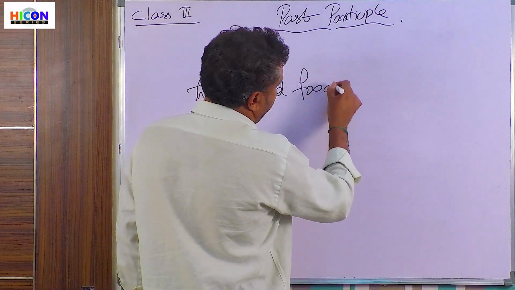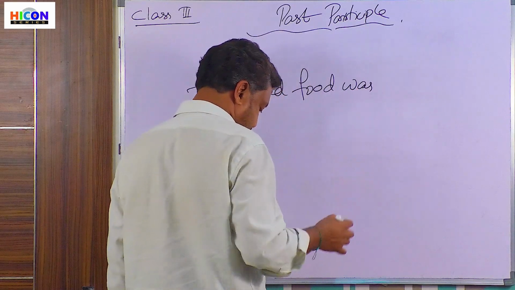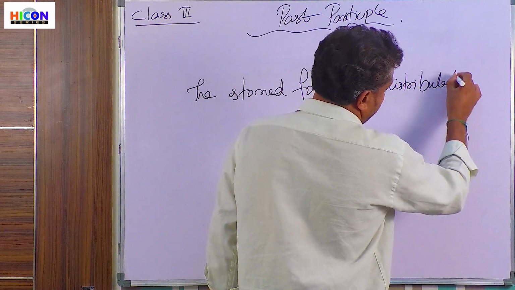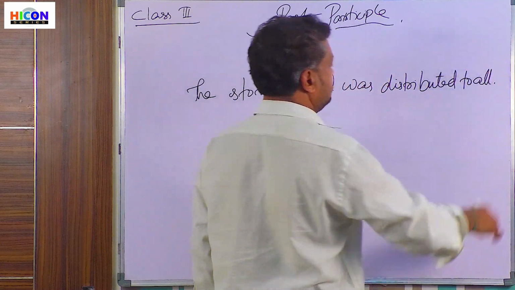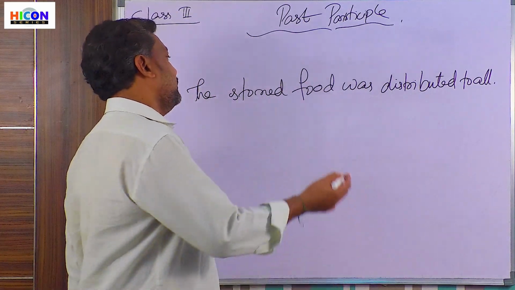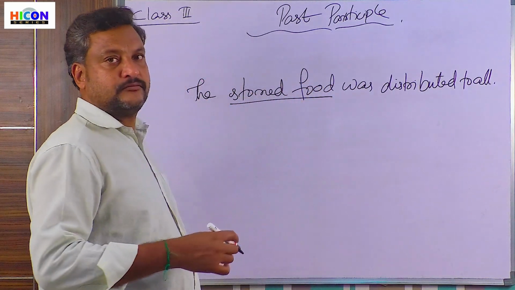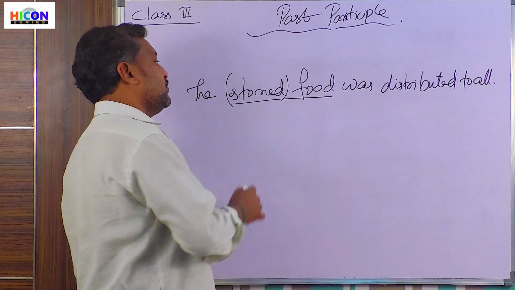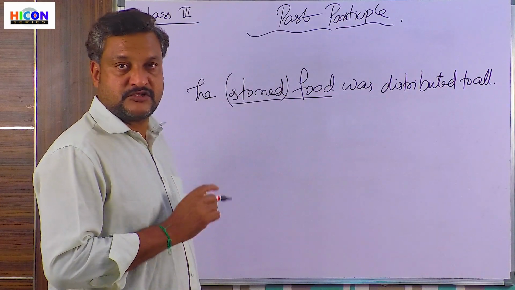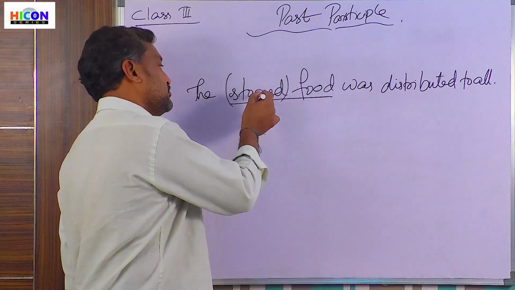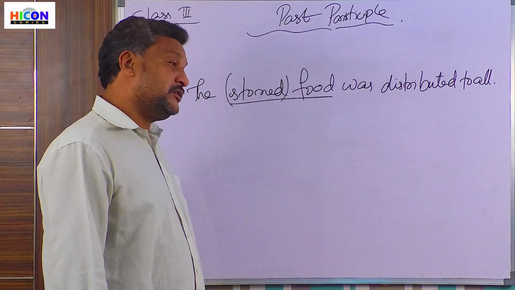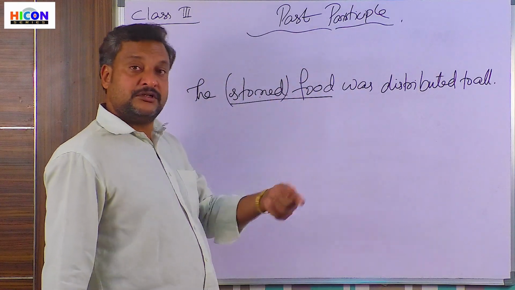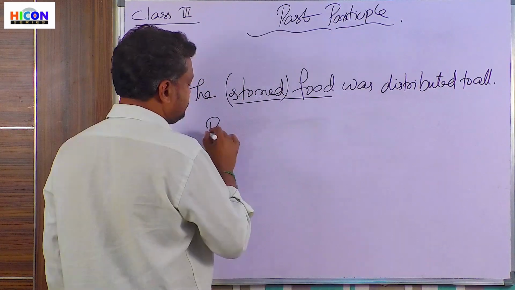The stored food was distributed to all. Okay, so here, stored food. Store, stored, stored. Stored is a verb. Stored is the third form of the verb, which means it's a past participle form. So which food? The stored food.